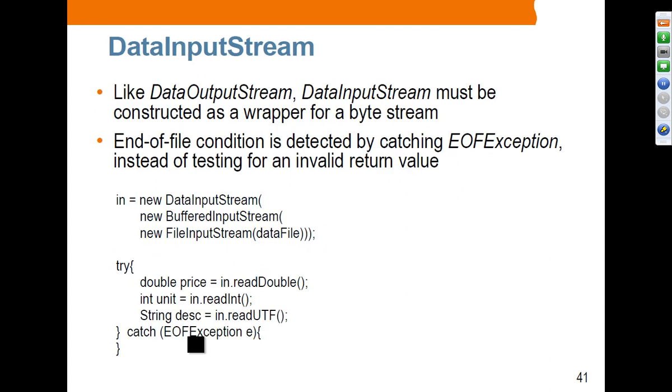Input stream, the same thing. You chain DataInputStream to, in this case, BufferedInputStream and FileInputStream. Of course, you can have DataInputStream directly on FileInputStream. In that case, you don't get the buffering, but that's certainly possible. Here we read a double value from the input stream, then an int value, and then a UTF string.